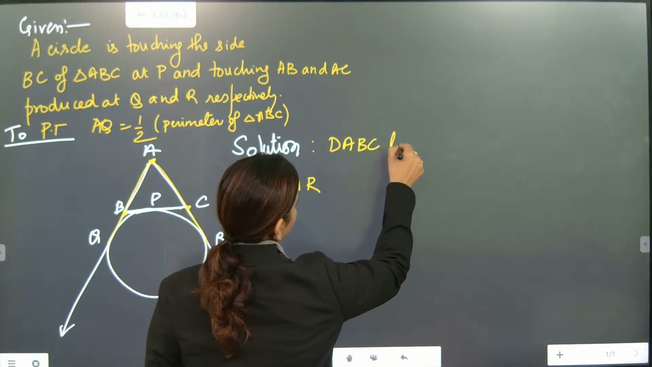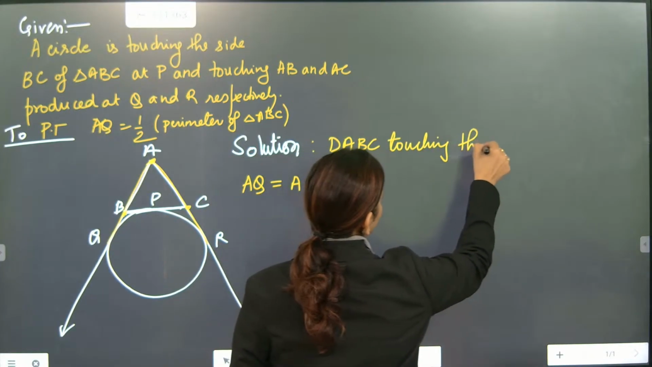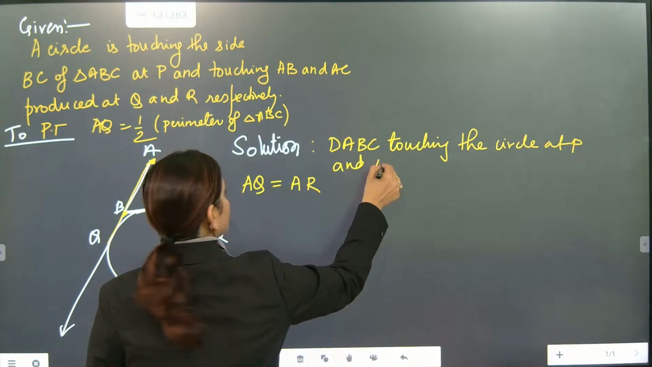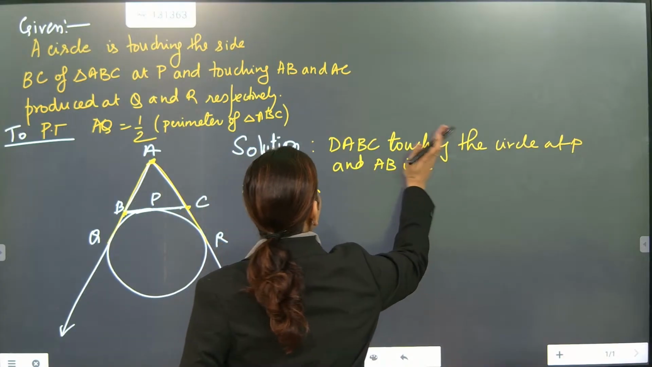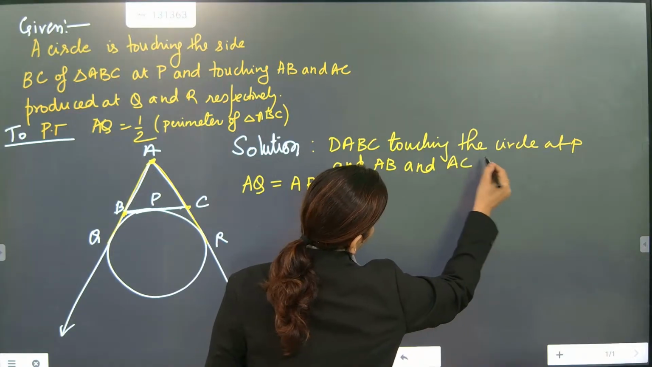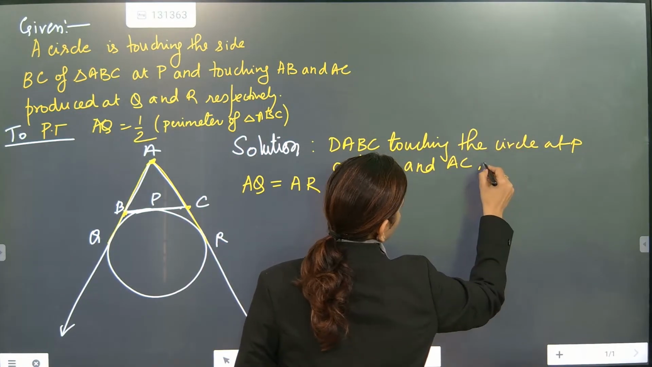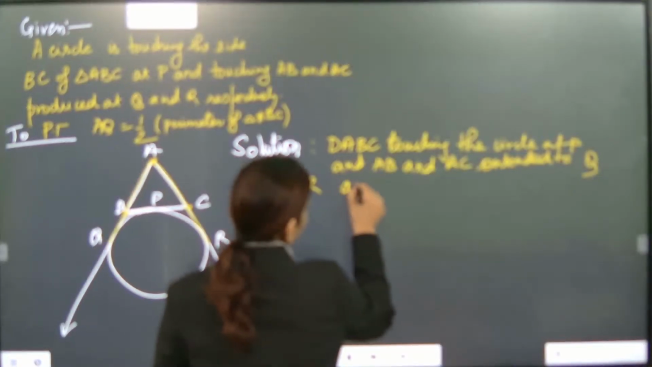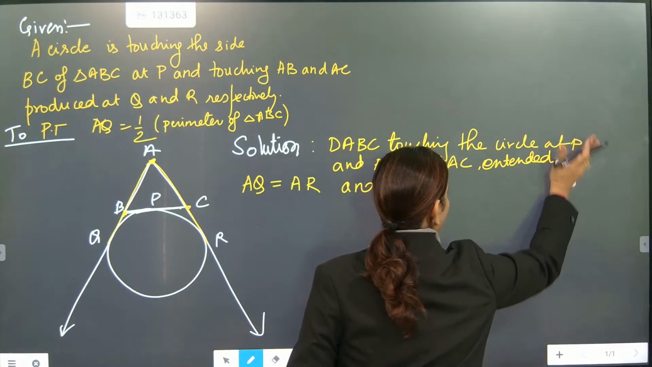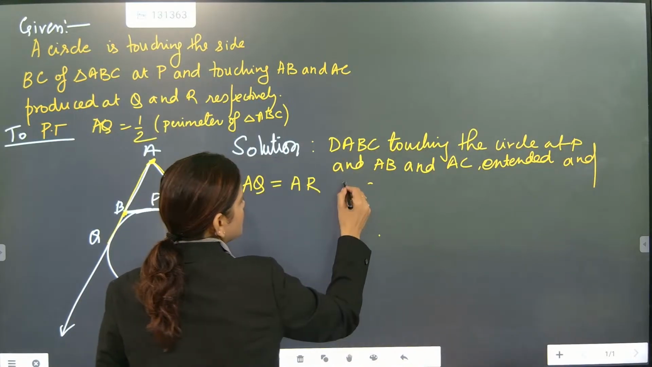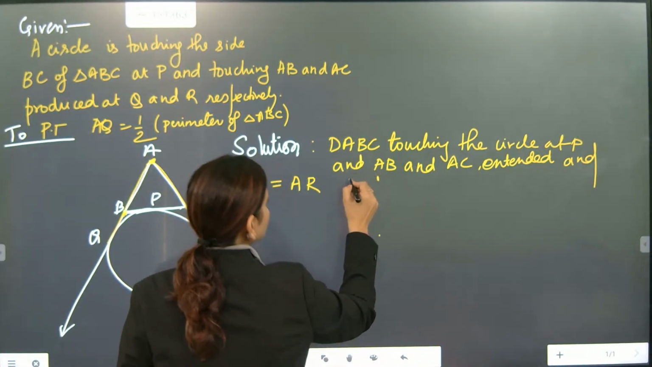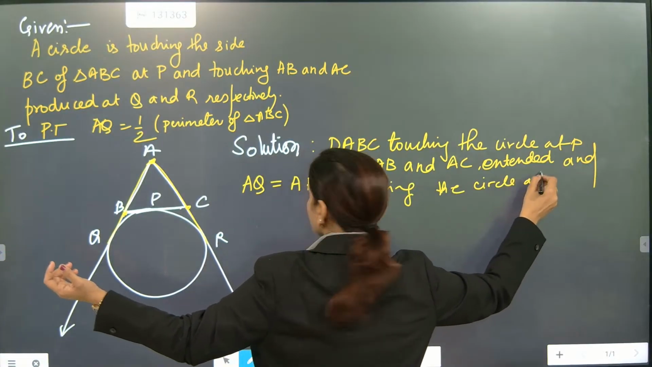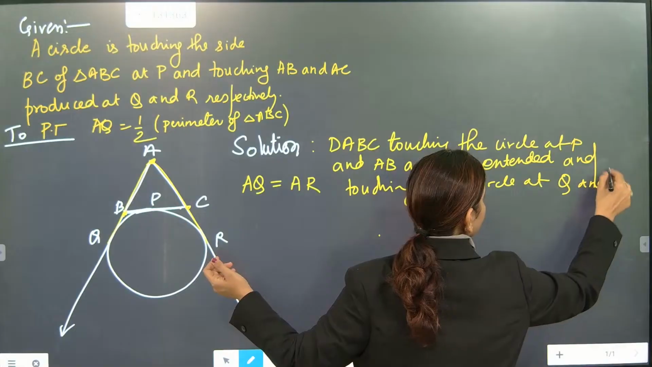Triangle ABC touches the circle at P, and AB and AC get extended, touching the circle at Q and R respectively.